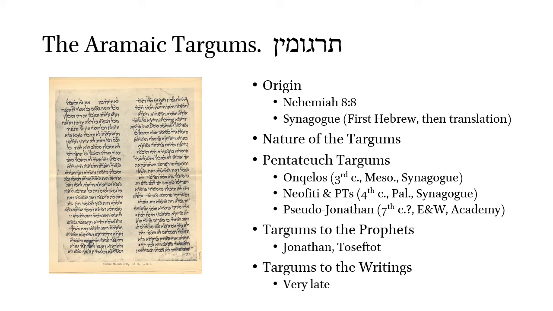Okay, and then the Targums to the Writings. These come from a very late period. I mentioned before, Targum to Song of Songs, or Shir HaShirim, as they say in Hebrew. It's very late, and these are much more interpretive. Okay, so that's just a thumbnail sketch of the Targums. Some people say Targumim. I like to say Targums.